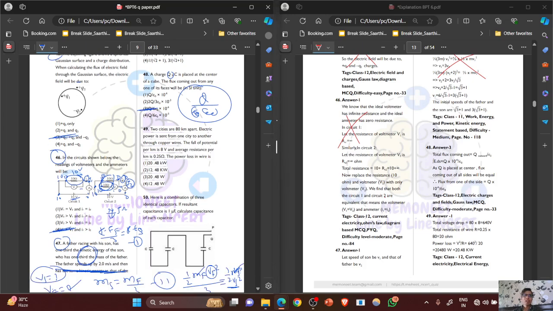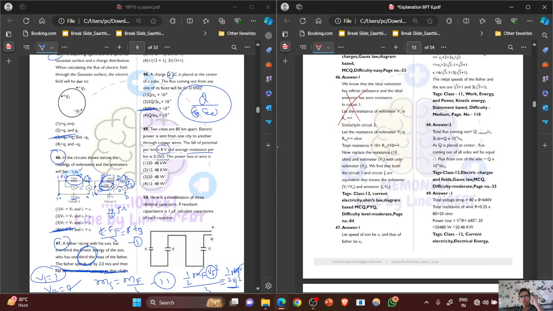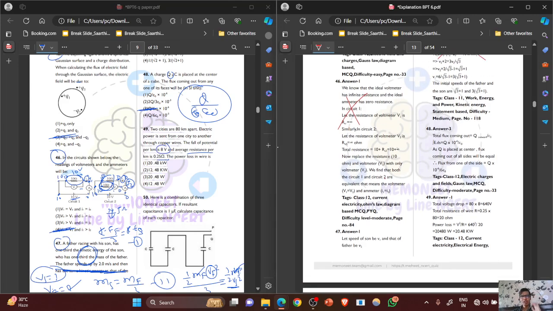Two cities are 80 kilometers apart. Electric power is sent from one city to another through copper wires. The fall of potential will be given, with the average resistance per kilometer. It is asking about the power loss. The cities are 80 kilometers apart, with 8 volts per kilometer. Total resistance.